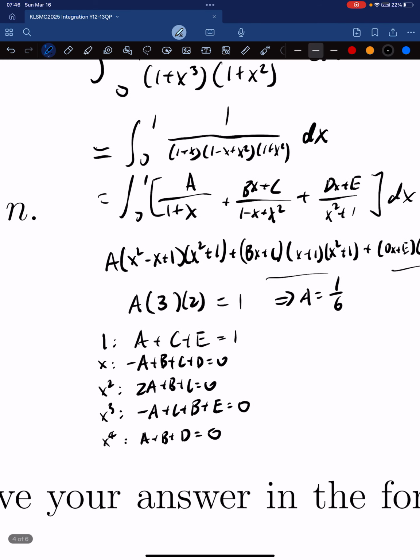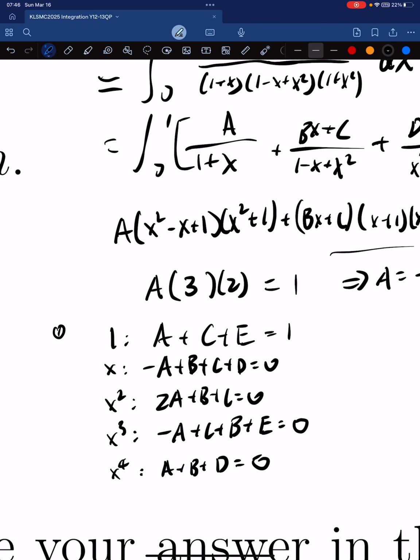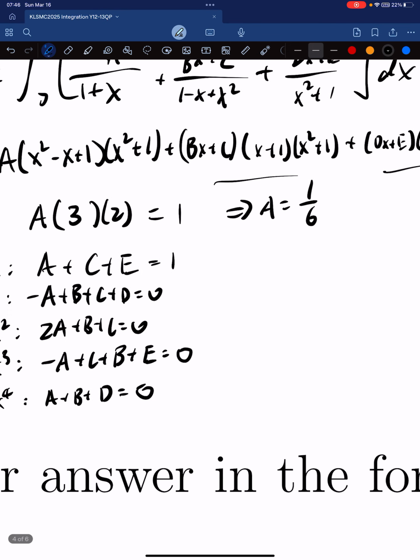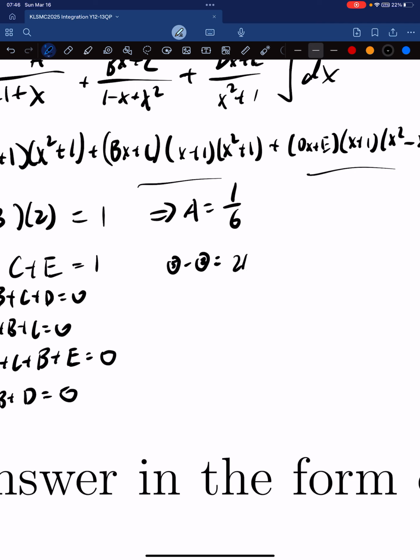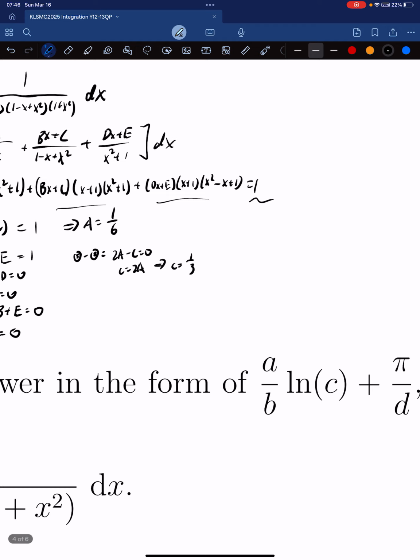And since we already know a, let's say this is equation 1, equation 2, equation 3, equation 4, equation 5. Let us subtract equation 2 from equation 5. So equation 5 minus equation 2 gives us 2a minus c equals 0, so c is 2a. Therefore we know that c is going to be 1 over 3.